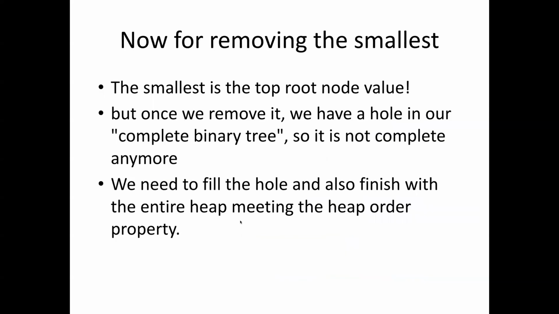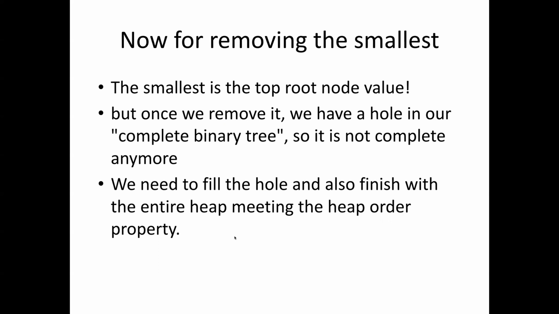So now you ask, how do I remove the smallest element? This is easy because it's always at the top root node, right? Because of the property of this binary heap, it's always at the top, the first element in the list. Once you remove it, we have an empty hole in our complete binary tree. So it's not complete anymore. What do you do? Well, we can fill it with another number in the tree.